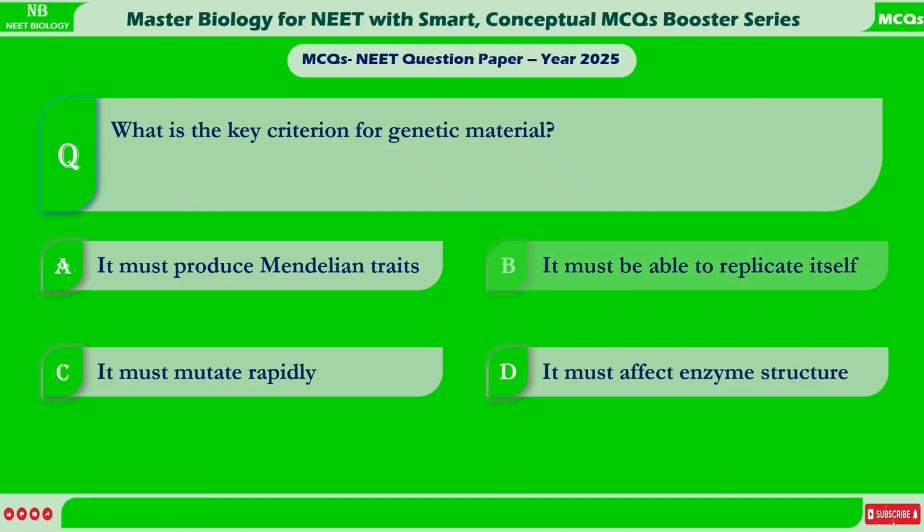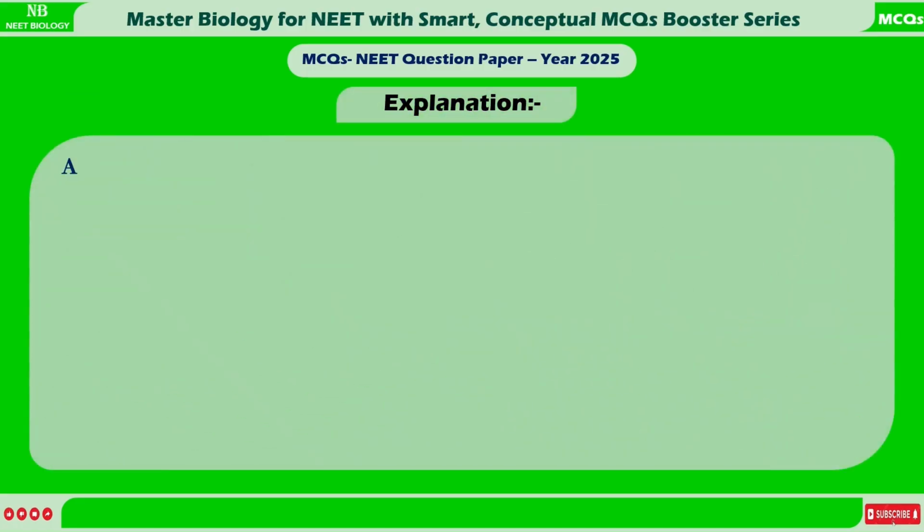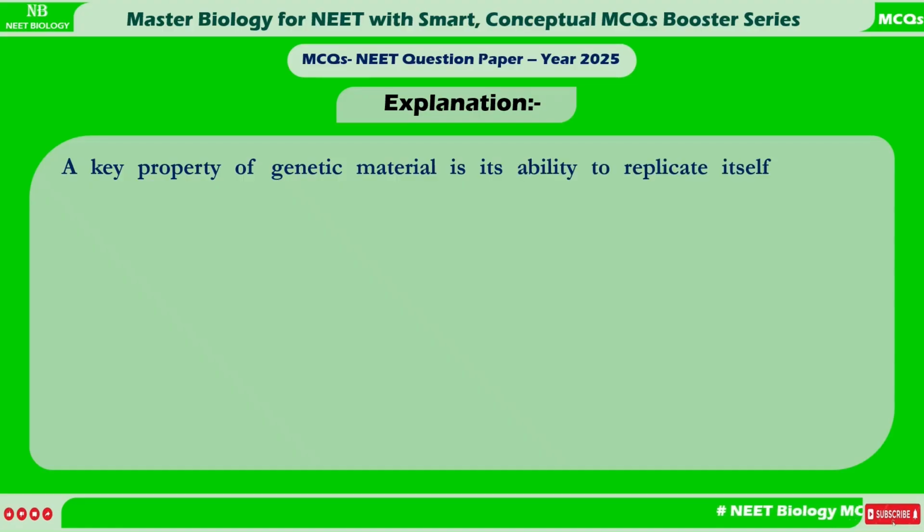Correct answer is B. It must be able to replicate itself. Explanation: a key property of genetic material is its ability to replicate itself to pass information to the next generation.